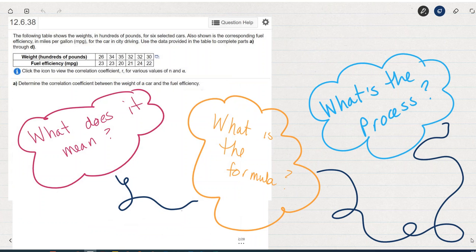And here's the example. This table that we're given shows the weights in hundreds of pounds for 6 selected cars. Also shown is their corresponding fuel efficiency in miles per gallon. What we are asked to do is use the data that's provided in this table to answer a series of questions. The first question asks us to determine the correlation coefficient.